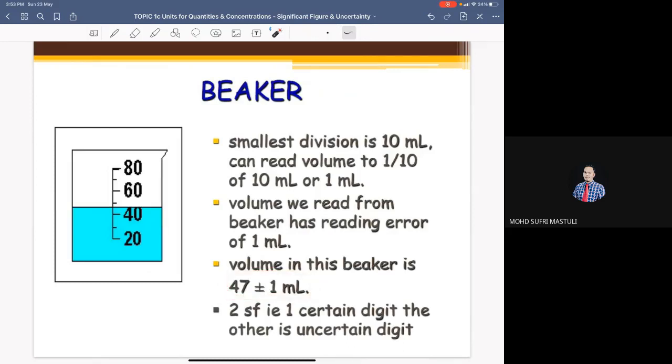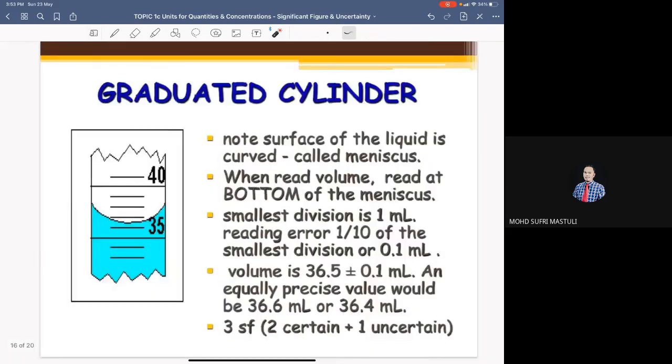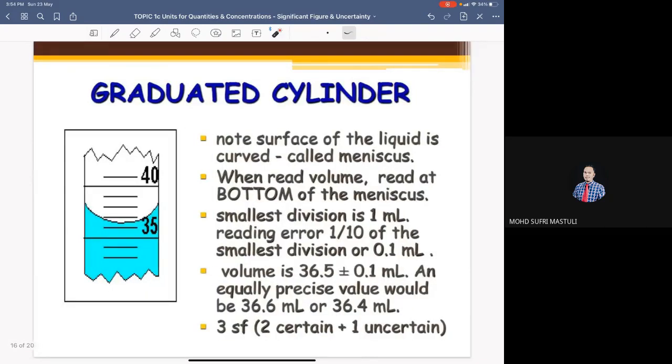So this one, 47, is two significant figures. Two significant figures: one is a certain digit, the other is an uncertain digit. Okay. Same goes to the graduated cylinder.